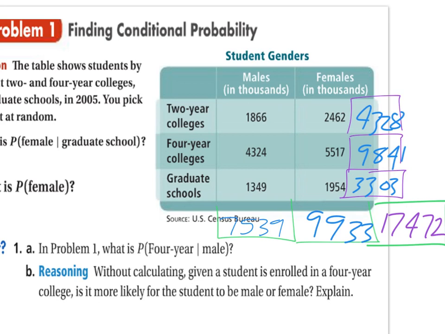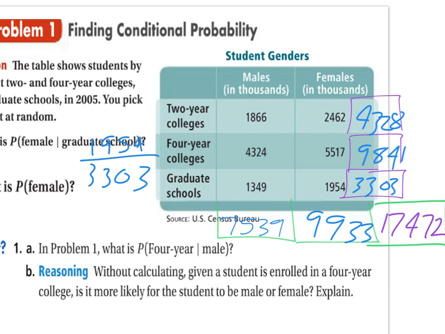So thinking of the probability the student is female given that they are in graduate school. What that does for us is that allows us just to focus on this single row. So the number of students in the graduate school, 3,303, would be the denominator. That's our sample space. And the numerator would be the number of females in graduate school, so 1,954.